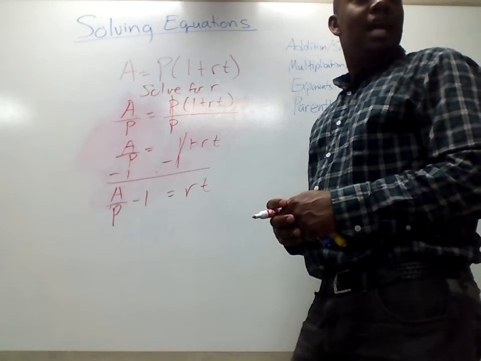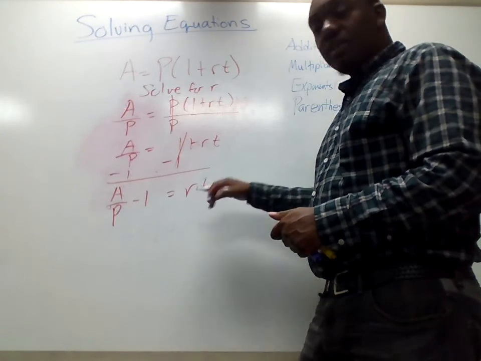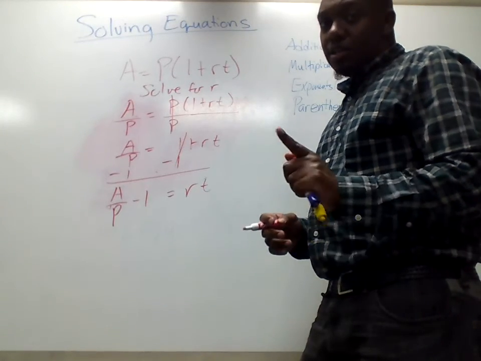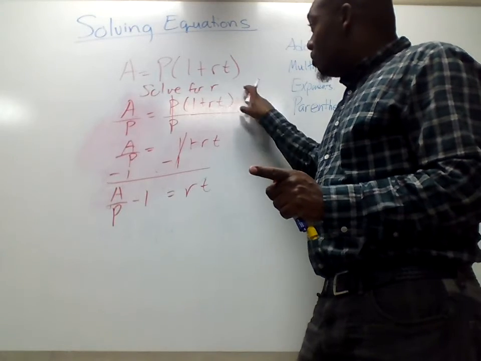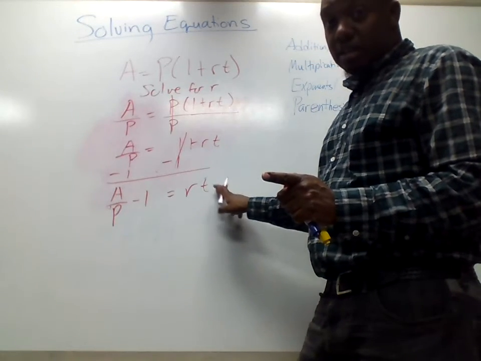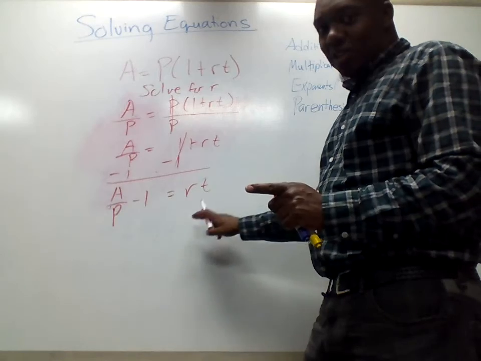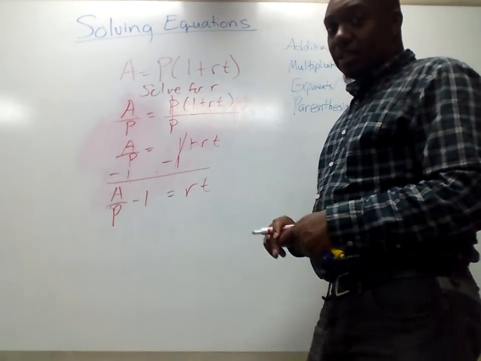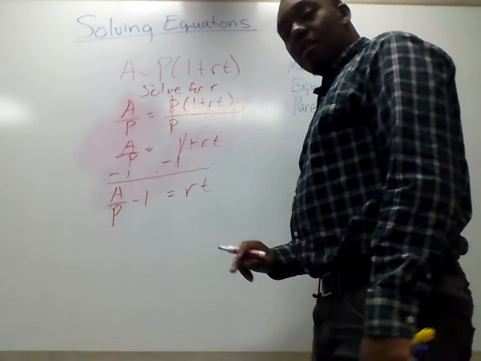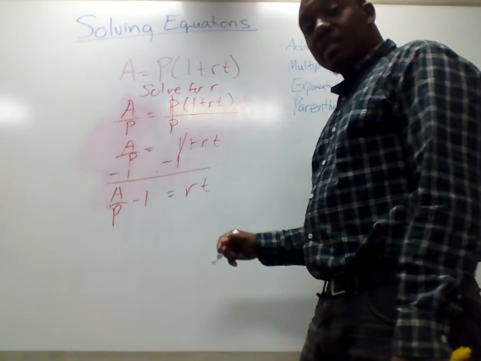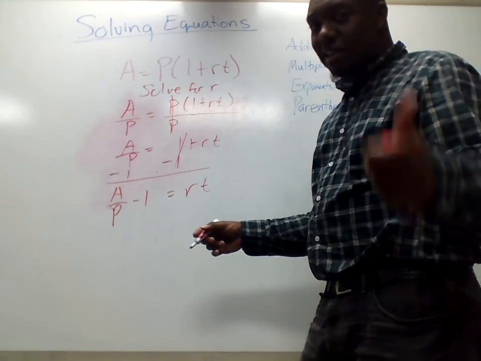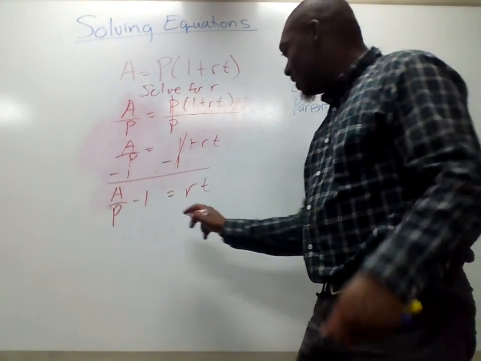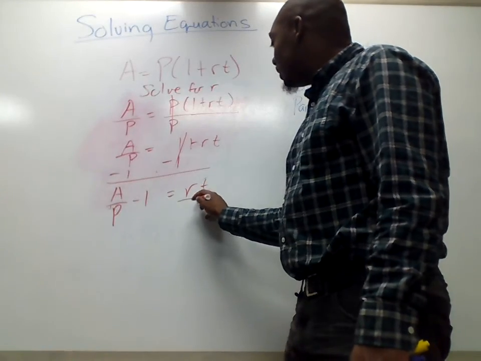So the last thing that we're going to do here is we got to get rid of T. What's really cool is that sometimes you may be asked to solve for T instead of R. And you can do the same thing that we're going to do here to get it by itself. Anyway, let's get R by itself. So we have R times T. So the inverse operation of multiplying would be, I heard you, division. So we divide both sides by T.